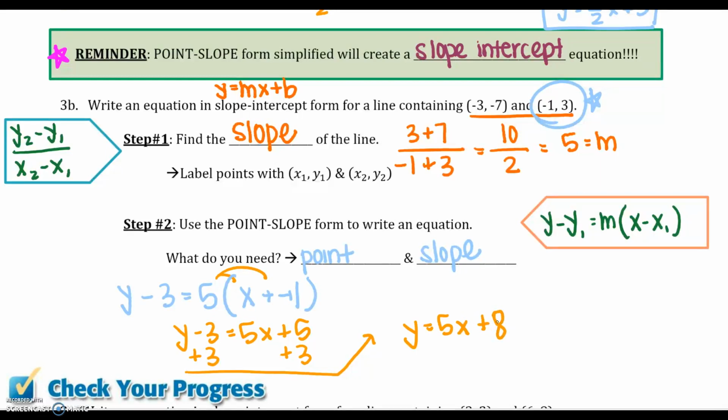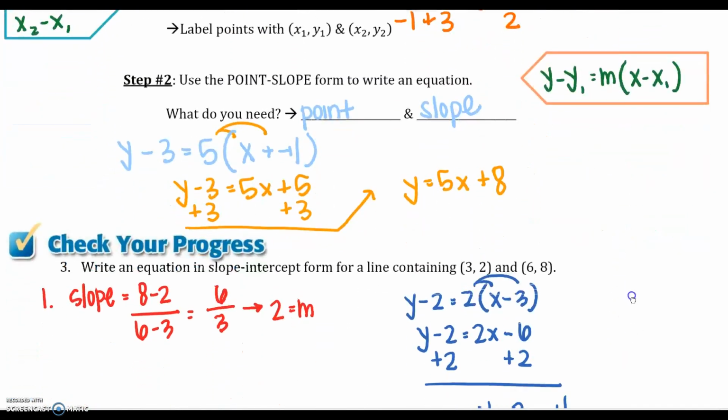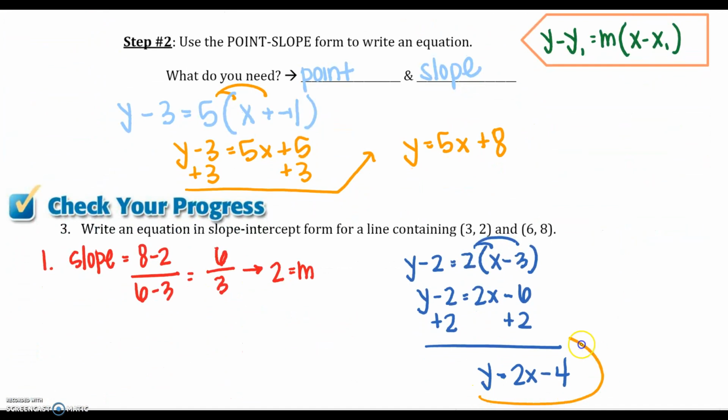All right, why don't you try one? Check your progress. Make sure you find your slope first and then solve your point slope or solve for b. Here is your answer.